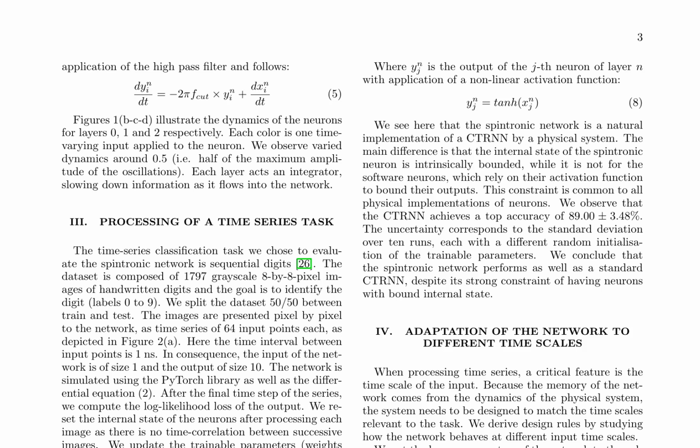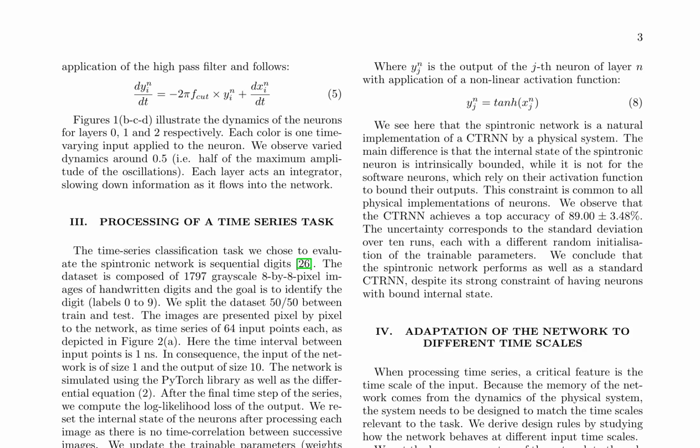The spintronic network is evaluated on a time series classification task, specifically the sequential digits dataset, consisting of 1797 grayscale 8 by 8 pixel images of handwritten digits. The network is simulated using PyTorch and the differential equation, 2, with the input presented pixel by pixel as a time series of 64 input points each.